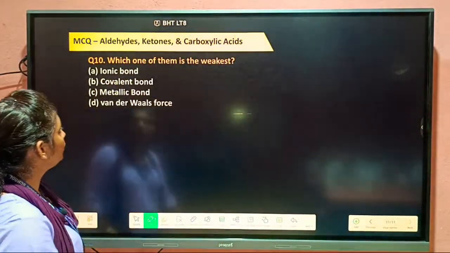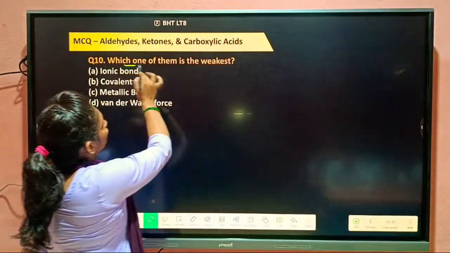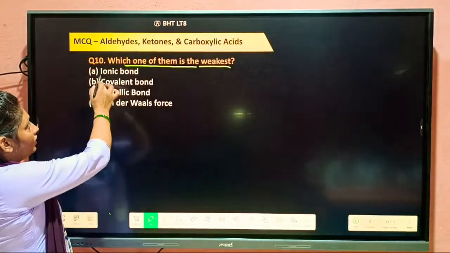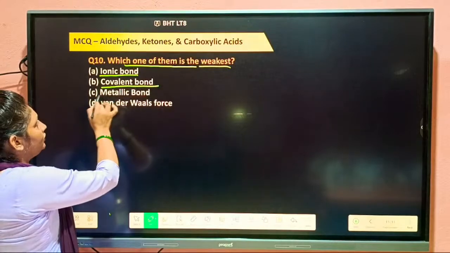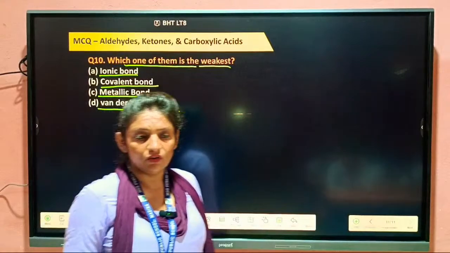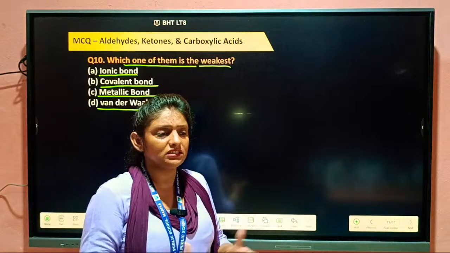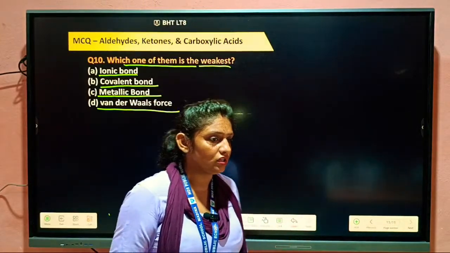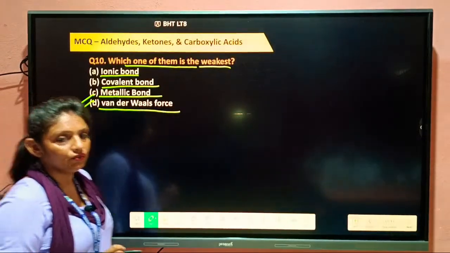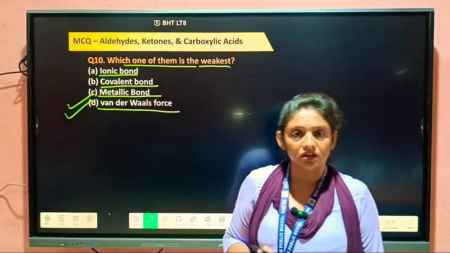Now the last question for today. Which one of them is weakest? Ionic bond, covalent bond, metallic bond, van der Waals force. Which one is weakest? Van der Waals force of attraction, because it is not a permanent bond, it is just an interaction. Clear or not? So it is weakest. Van der Waals is the weakest because it is only an attraction, it is not a bond. Clear or not?